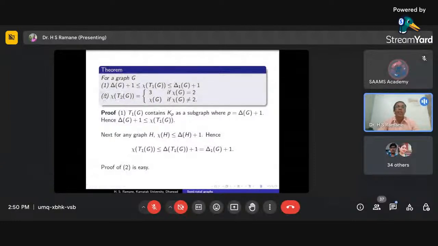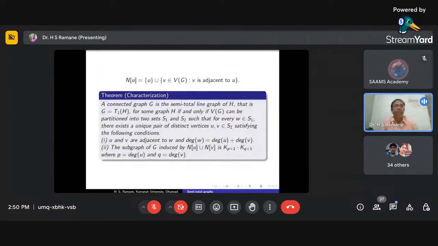And for the second result, from the construction of T2 G, one can easily observe that it is 3 if the chromatic number of G is 2, and if it is not 2, the chromatic number of the semi-total point graph is the same as the chromatic number of the underlying graph G.